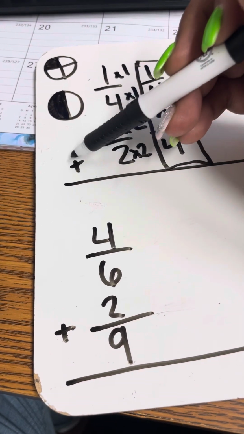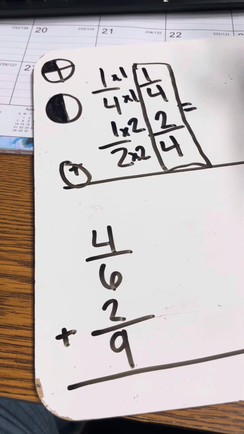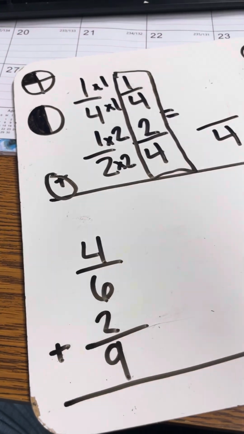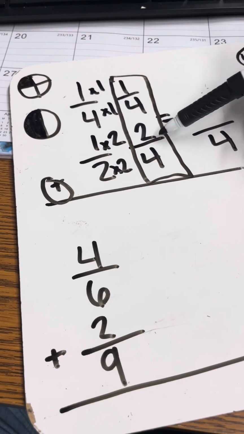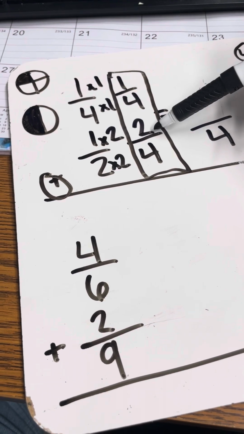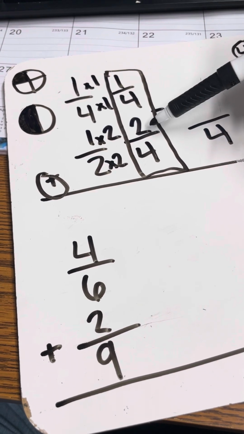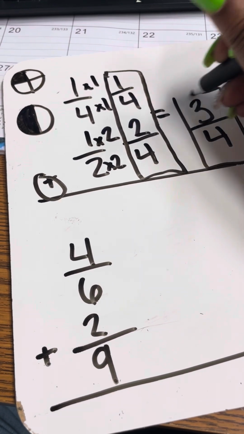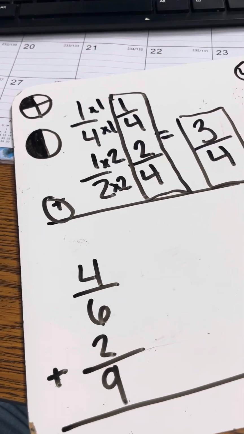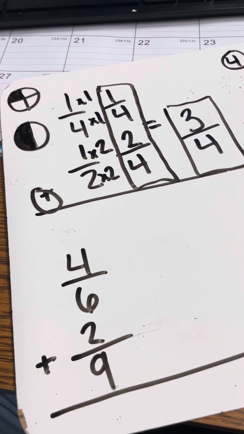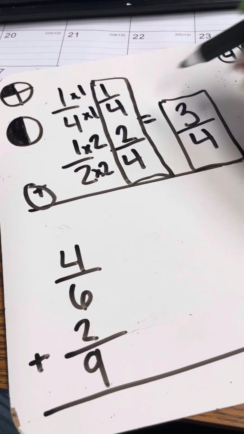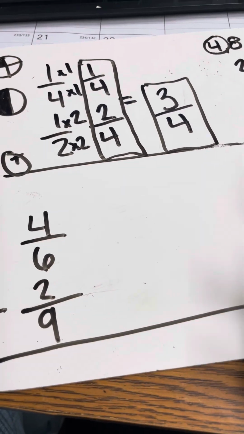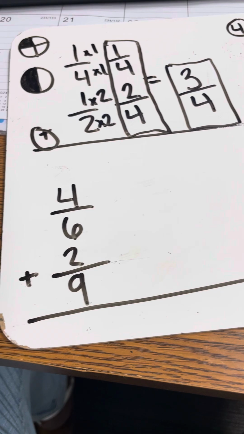And since we are adding, we keep the denominator. The denominator is not going to change. Keep the denominator of 4. Now we add the two numerators. The numerator is the top number, 2 and 1. So 2 plus 1 is 3. And that is your final answer. So 1/4 plus 1/2 is equal to 3/4. That is how you solve it. Solving it this way will help you solve any fraction, well, any fraction that you're adding.